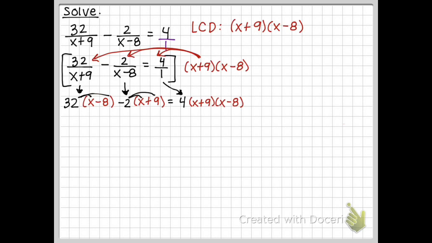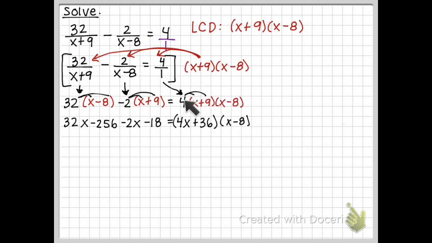Okay, now distribute. So 32x, 32 times negative 8 is negative 256. Negative 2 times x is negative 2x. Negative 2 times 9 is negative 18 equals, so I'm just going to distribute this piece first because we have to do 2 different steps here. So 4x plus 36, wrap that in parentheses, and I'm going to just bring down the x minus 8.